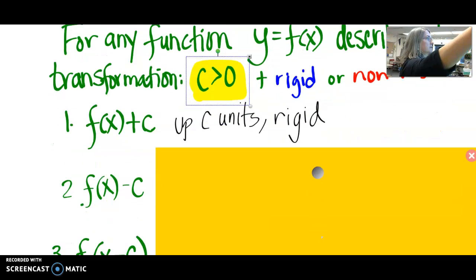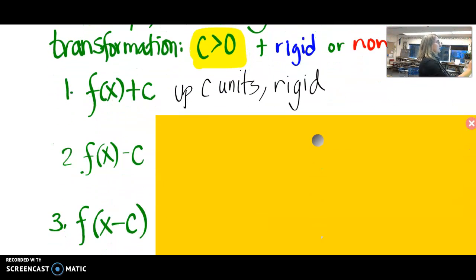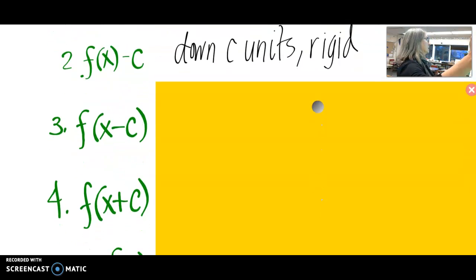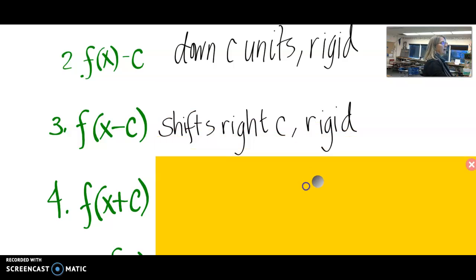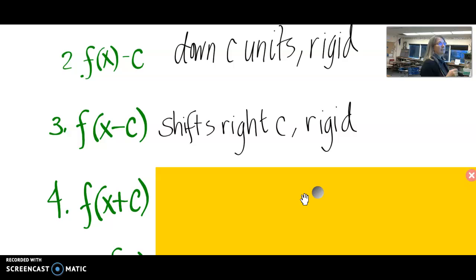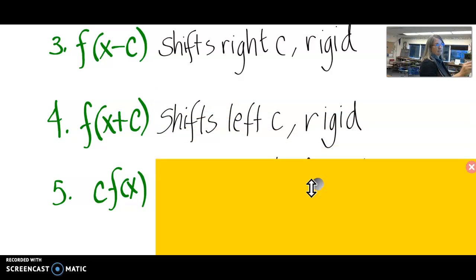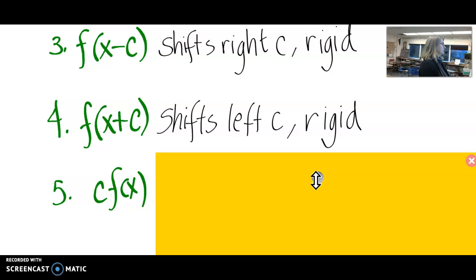And if you subtract c, that's going to shift it down c units, and that will also be a rigid transformation. Inside the parentheses, when you have f of x minus c before you perform the function, like the squaring, that is going to shift the graph right c units, and that will be rigid. And if you add a number inside the parentheses, it's going to shift left c units and also rigid. Number 5, multiplying by c on the outside.